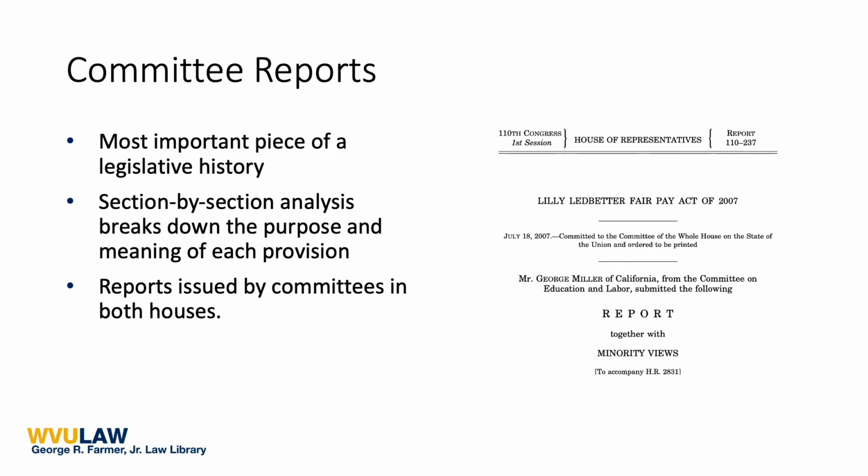Committee reports are numbered separately for the House and the Senate, starting with the number of the Congress that issued the report, a hyphen, and then the chronological number of the report in that session of Congress.